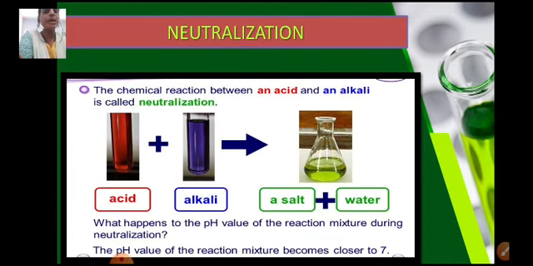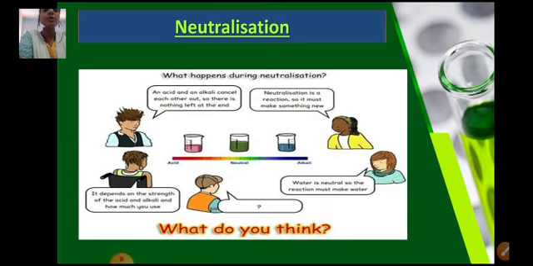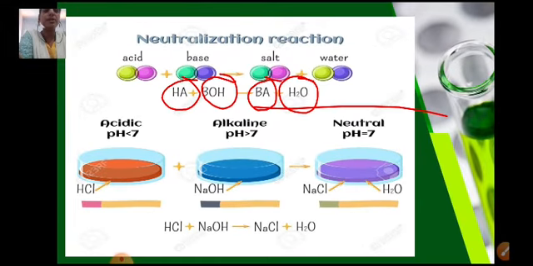So first of all, as I have told you earlier also, neutralization is a chemical reaction between an acid and an alkali. Now what will be formed if something is reacting? Some products also must be present. So when an acid and an alkali react, salt and water are formed. And what about the pH of the solution? The pH of the solution comes mostly close to 7.